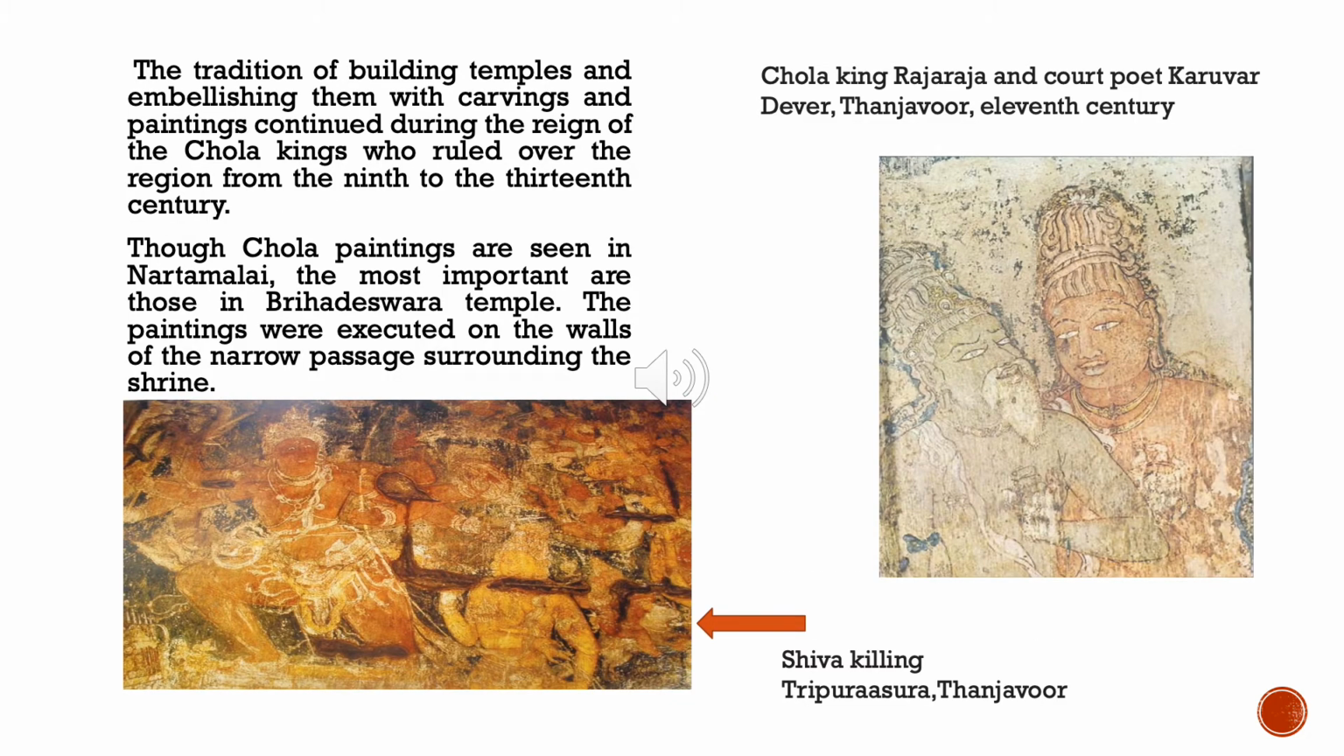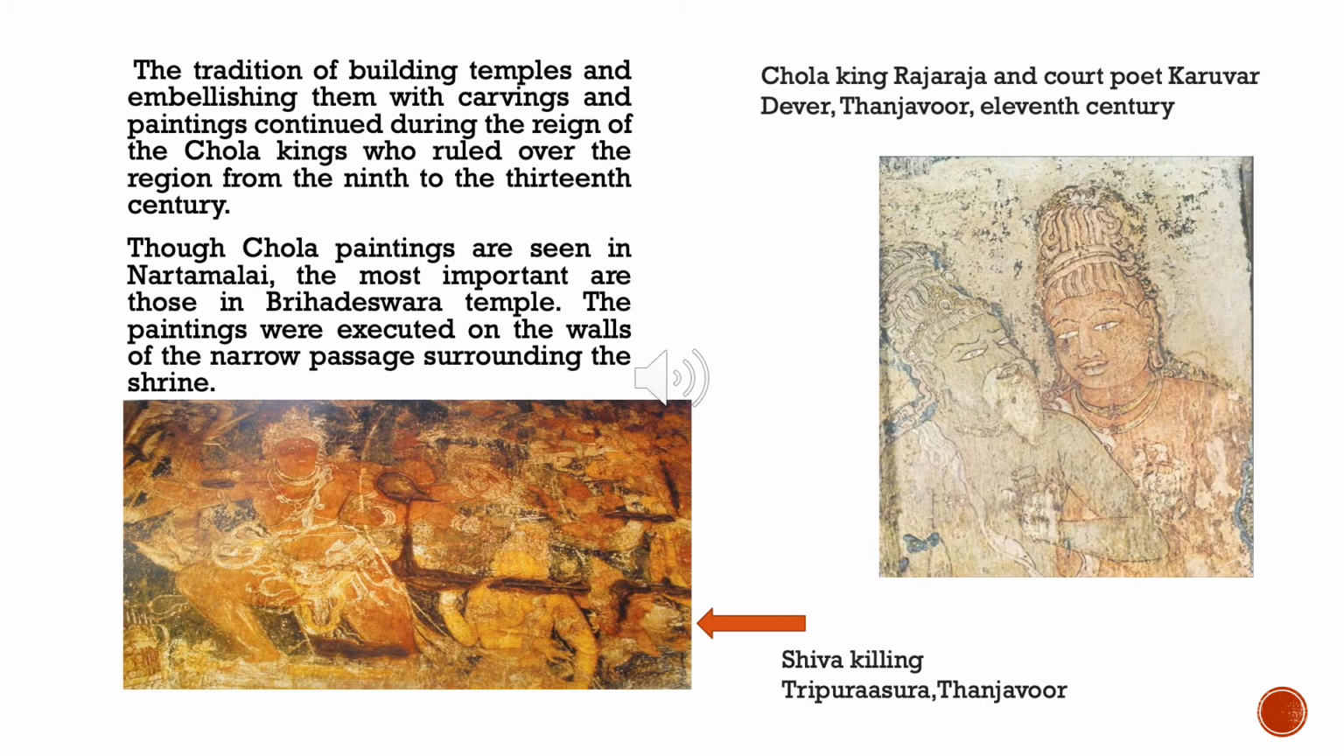The tradition of building temples and embellishing them with carvings and paintings continued during the reign of Chola kings who ruled over the region from the 9th to 13th century. Though Chola paintings are seen in Nathamalai, the most important are those in the Brihadishwara temple. The paintings were executed on the walls of the narrow passages surrounding the shrine.